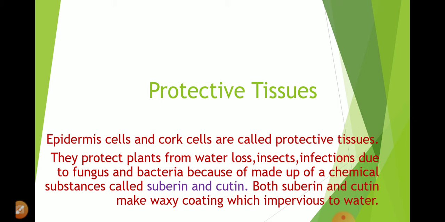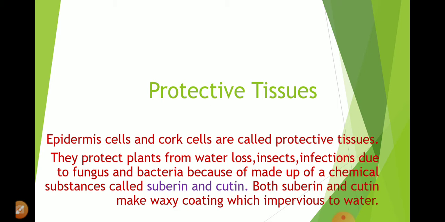tissues of the plants. So some of the cells cover plant parts, for example root, stem, leaves, flower, etc., and provide protection against injurious pathogens and adverse environmental factors on the plant's parts. Therefore, these cells form protective tissue.